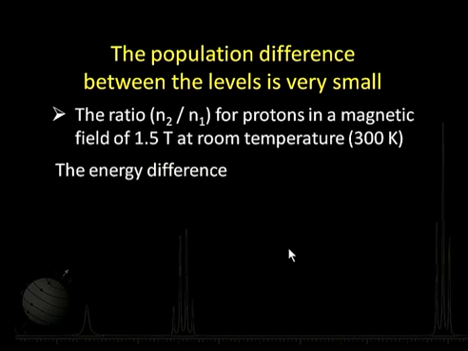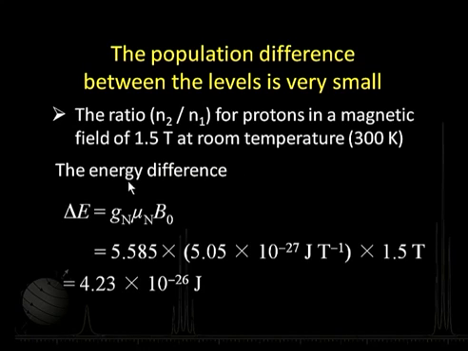First, we try to compute the delta E value. We have done that in the last episode: delta E is equal to g_n mu_n B naught, where g_n is the nuclear g factor, mu_n is the nuclear magneton, and B naught is the field strength. This is characteristic of the nucleus, and for a proton it has a value of 5.585. We substitute the magnitude of mu_n, then substitute the value of B naught to be 1.5 Tesla, simplify it, and what you get is this. So, that is the energy.